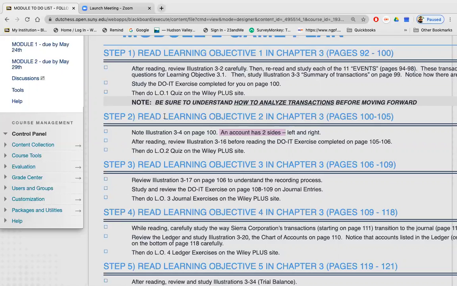So learning objective 2 teaches you that all accounts have 2 sides, a left side and the right side. They have formal names, the debit side and the credit side. But regardless of the formal names, you have to know which side of every account increases it and what side of the account decreases it. Because only 2 things can happen in every account. It either is going to go up or down. That's it. Those are the only 2 things that can happen in an account.